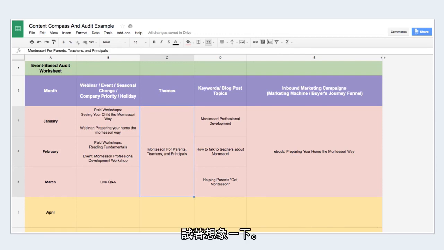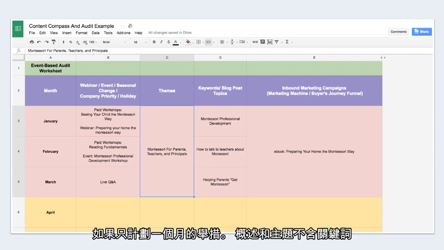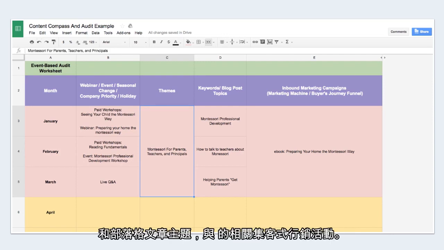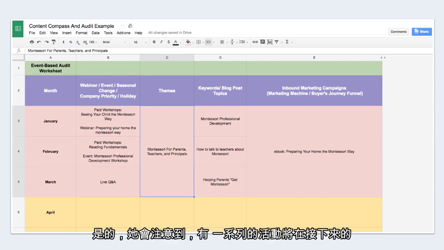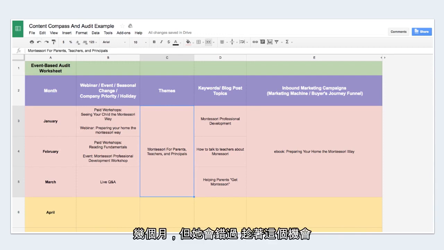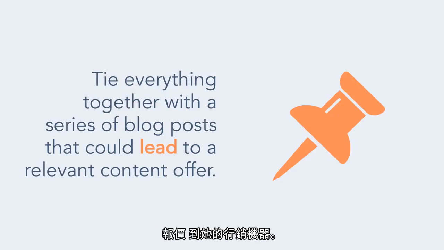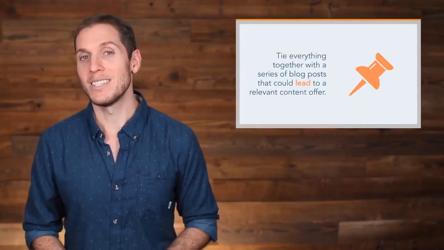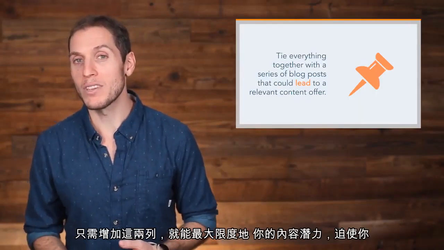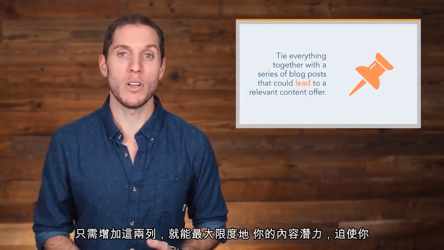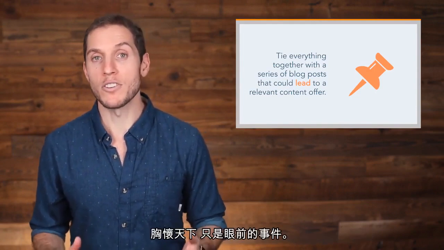Try and imagine for a minute if Marin only planned the month, initiative overview, and theme without keywords and blog post topics that associate with a relevant inbound marketing campaign. Yes, she would have noted that there are a series of events coming up in the next few months, but she would have missed out on the opportunity to tie everything together with a series of blog posts that could lead to a relevant content offer that would provide value to her marketing machine. Simply adding these two columns maximizes your content potential and forces you to think bigger than just the events at hand.